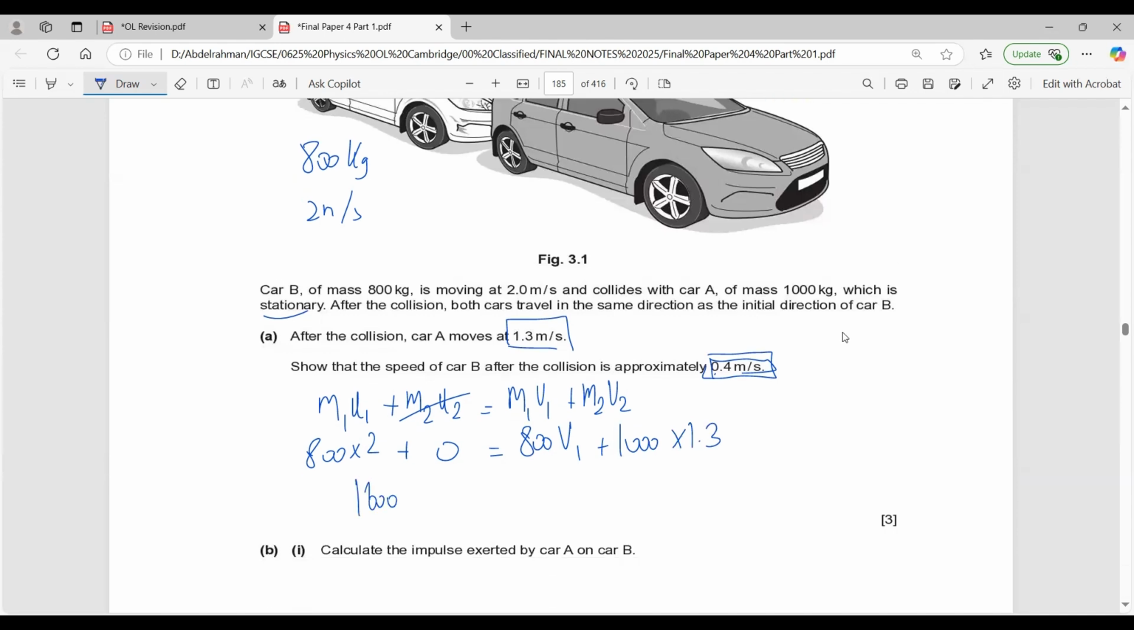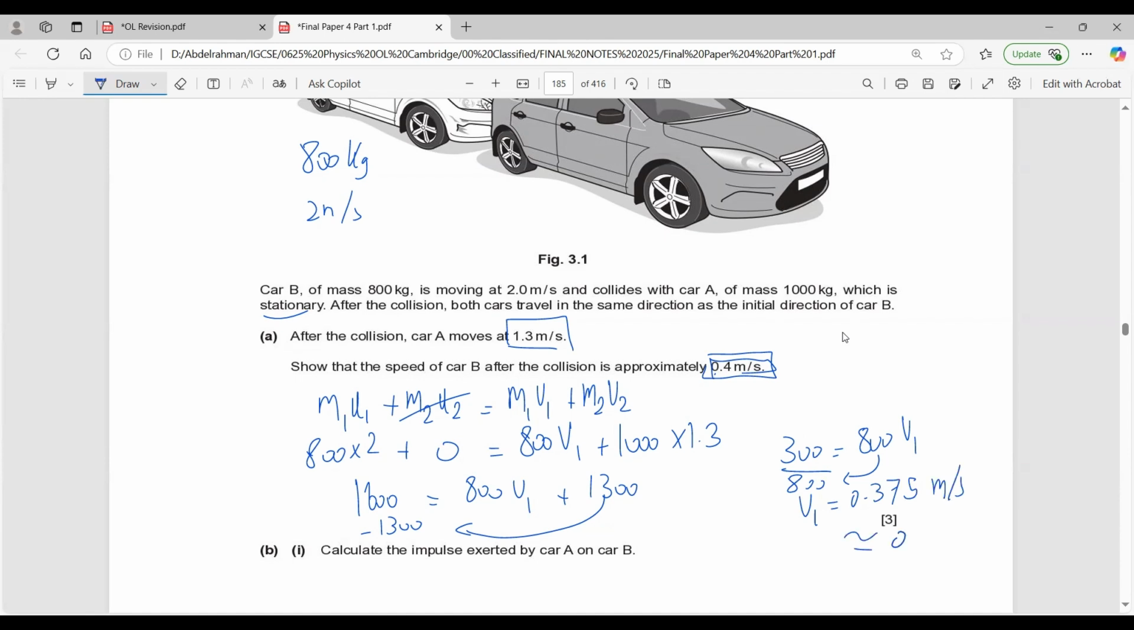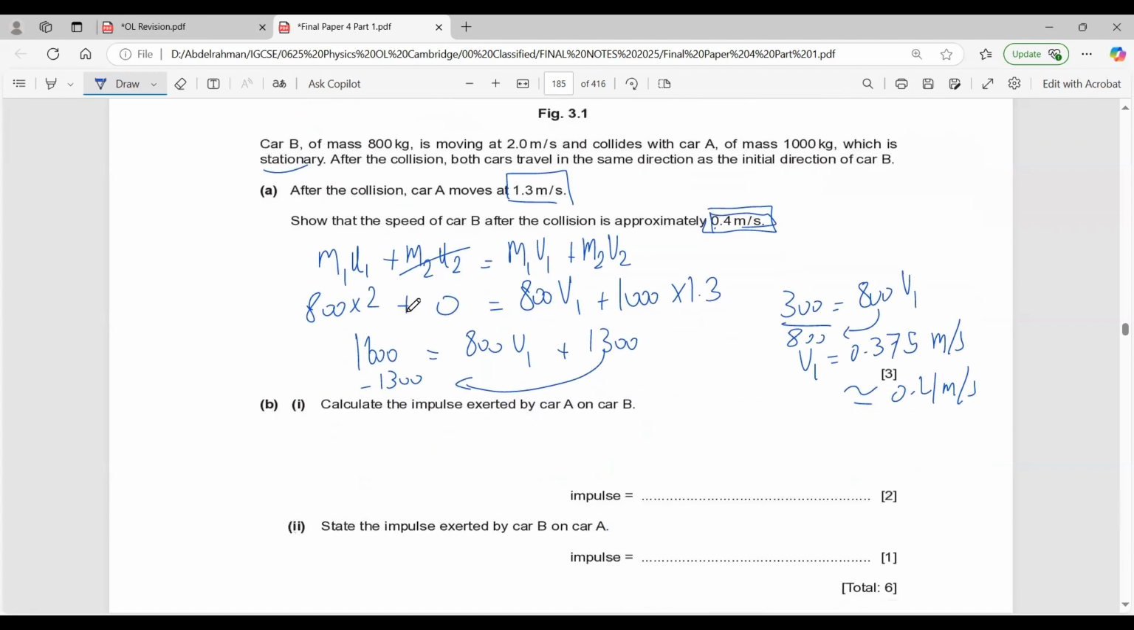Here it's 1600 equals 800 V1 plus 1300. Minus 1300, so 300 is equal to 800 V1, divided by 800. So V1 is equal to 0.375 meters per second, which is very close to 0.4 meters per second. Right? Very close to 0.4 meters per second. Easy?